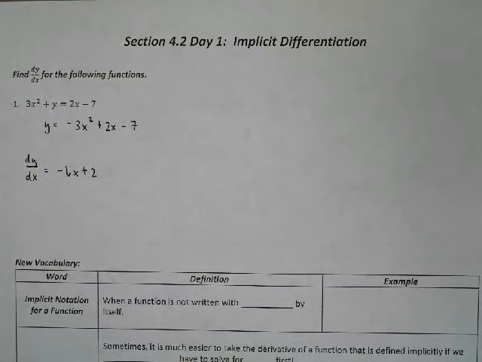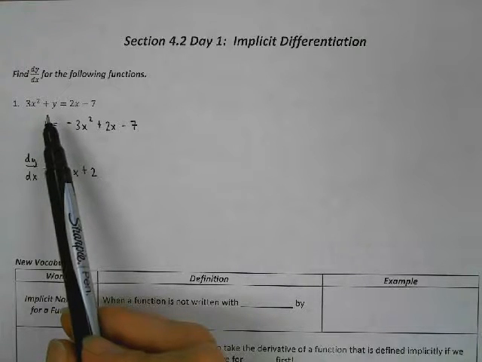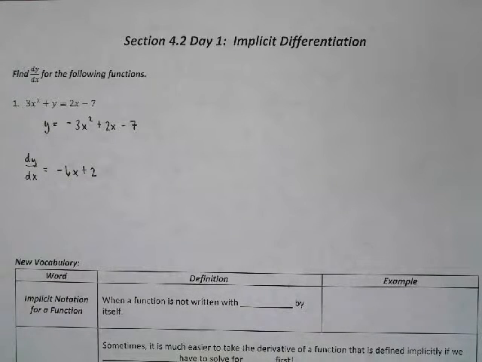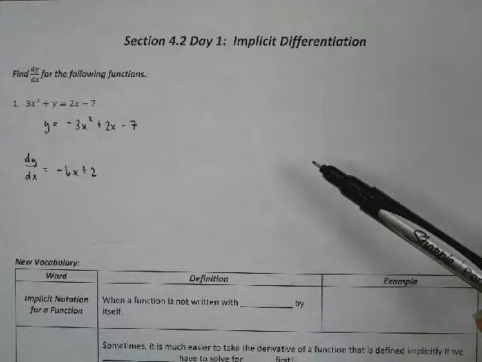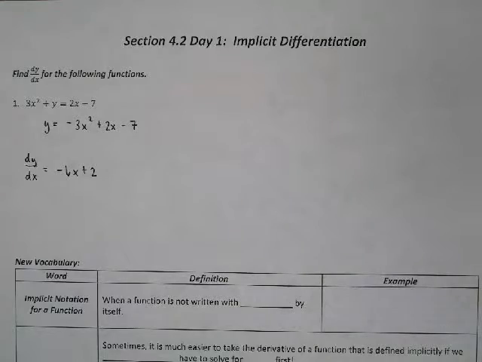Implicit differentiation is going to help us with functions where it's not solved for y, and either it's difficult to solve for y, or maybe we don't even have a way of solving for y. Implicit differentiation is still going to allow us to find a derivative for that function. So we're going to take a bunch of notes and then we'll revisit this example and see how we would differentiate it using implicit differentiation.